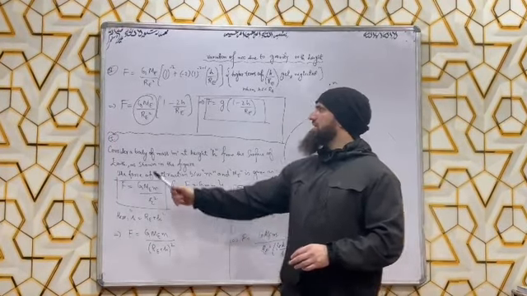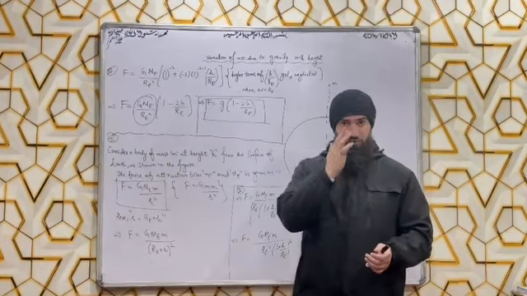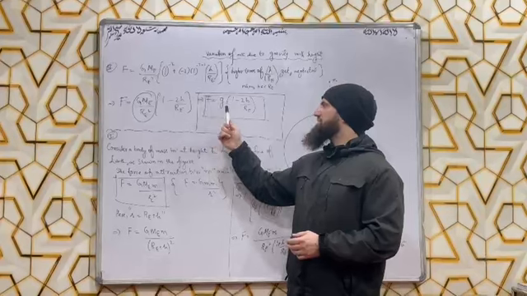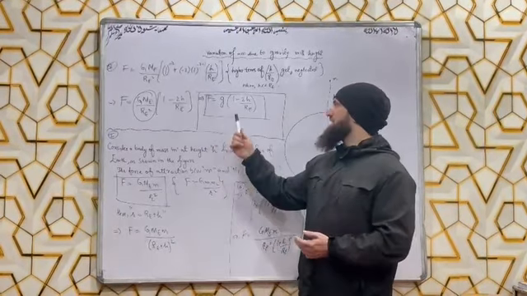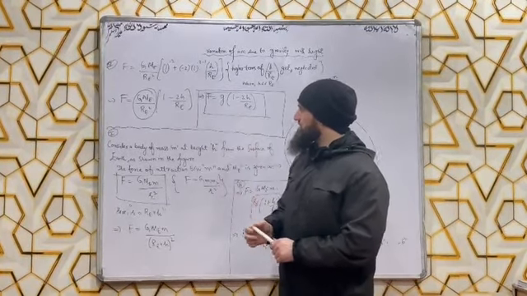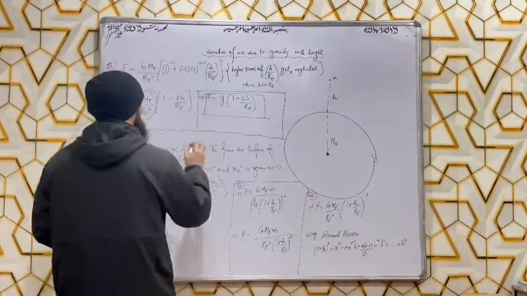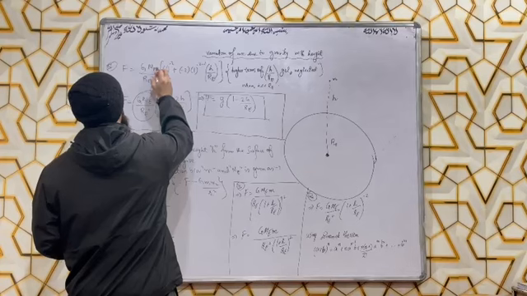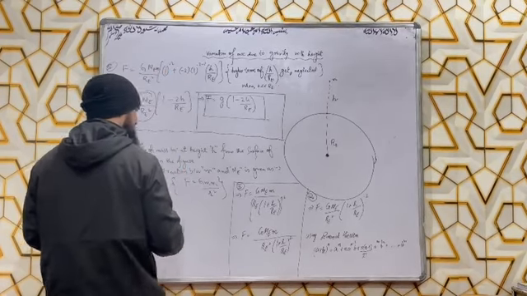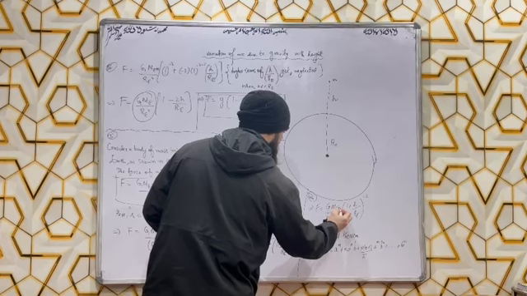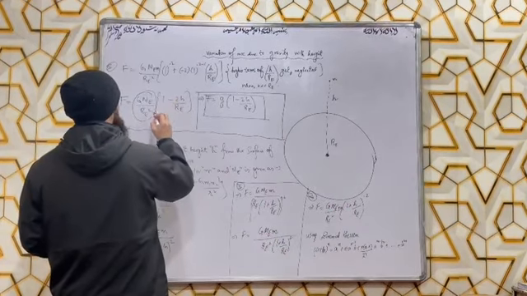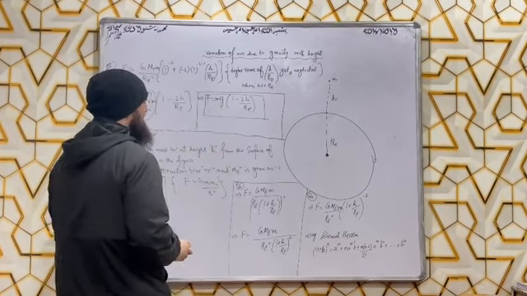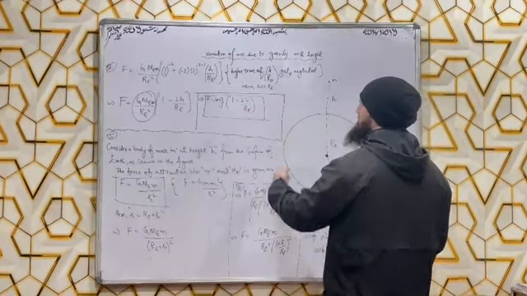But we know that G Me divided by Re square is equal to the small g, that's the acceleration on the surface of Earth. So our final expression will be F is equal to g into, sorry, I forgot to write m here. So we have F is equal to m g into 1 minus 2h by Re.